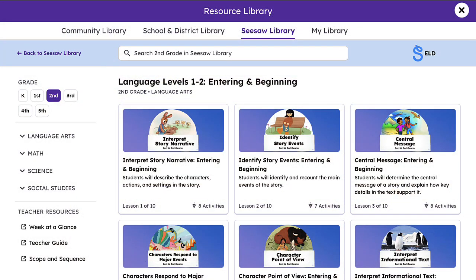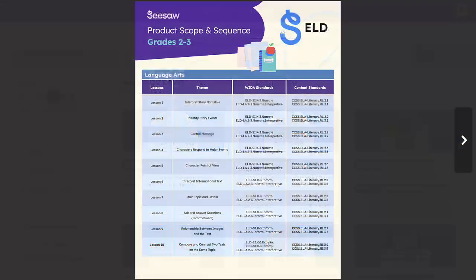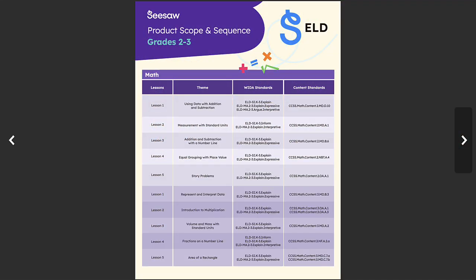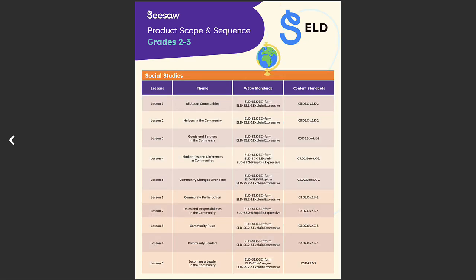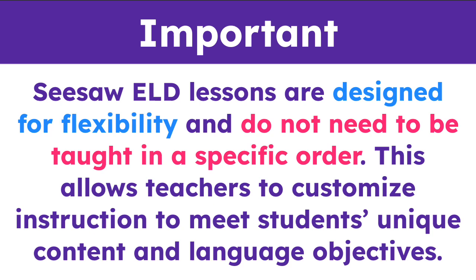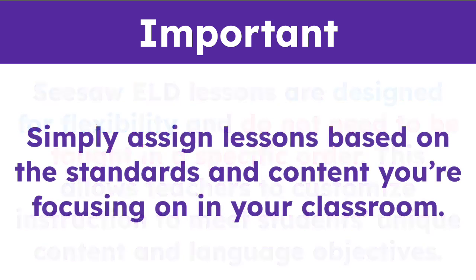Another item located under Teacher Resources is our detailed scope and sequence for each content area and grade level. This resource offers an overview of our ELD lessons aligned with both English language and core content standards. Seesaw ELD lessons are designed for flexibility and do not need to be taught in a specific order. This allows teachers to customize instruction to meet the students' unique content and language objectives. Simply assign lessons based on the standards and content you're focusing on in your classroom.